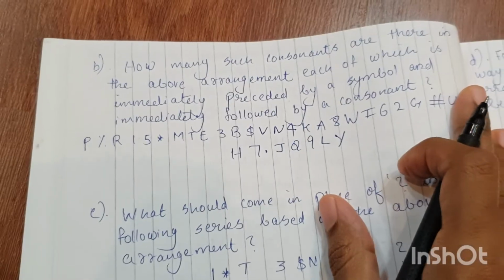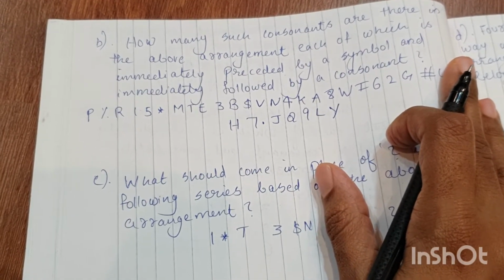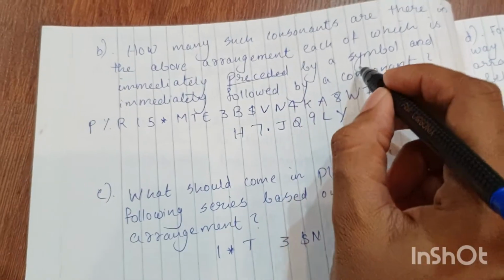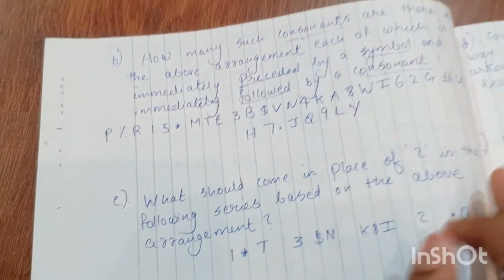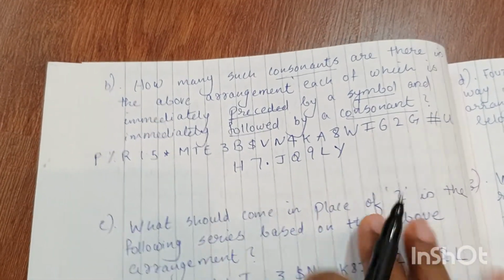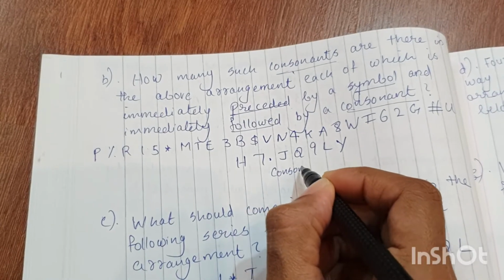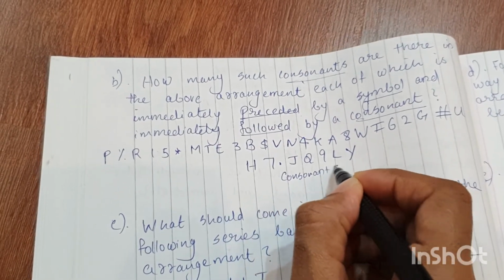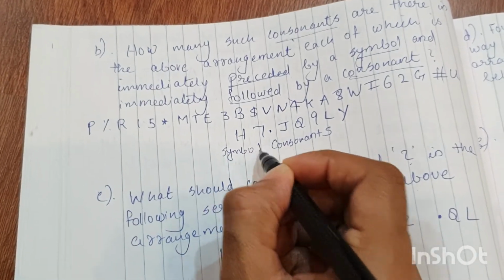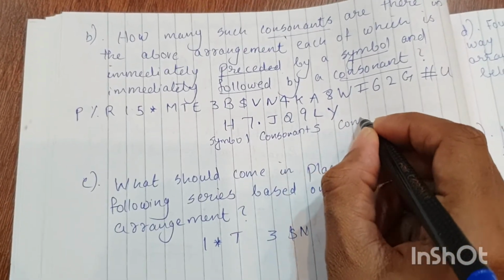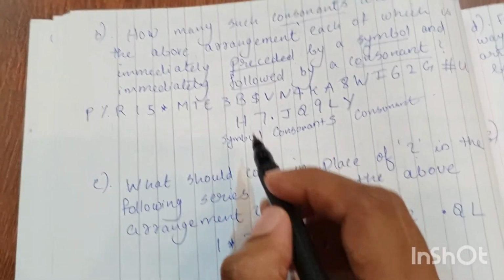Understood? Next question, how many such consonants are there in the above arrangement, each of which is immediately preceded by a symbol and immediately followed by a consonant? How many such consonants are there? This is similar to the previous question. So here the difference is we have to find those consonants which are immediately preceded by a symbol and immediately followed by a consonant. So how many such cases are there? We have to find out.